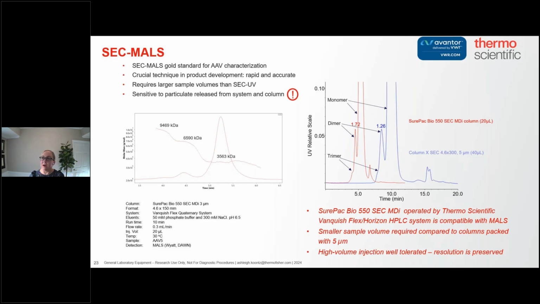You can see here that we've gone from a 4.6 by 300 column from our competitor, and we're able to transfer the method to the SurePac Bio SEC, and we have better resolution. You can even see that trimer peak is starting to come out a bit better because of that 3 micron particle size. So lots of benefits here, and definitely good that this column will work with MALS detection.